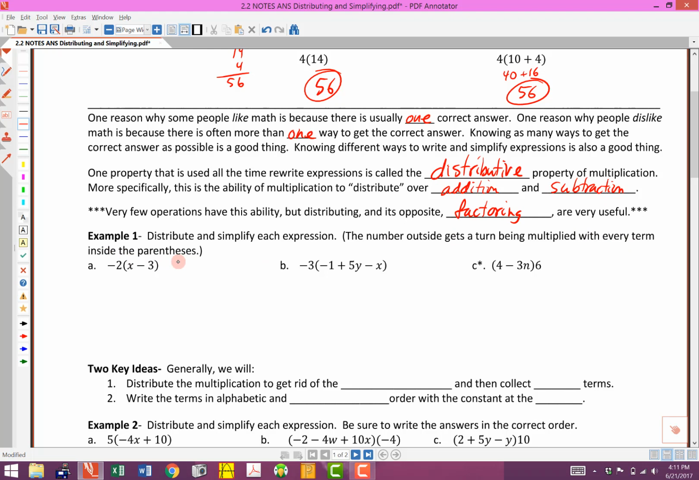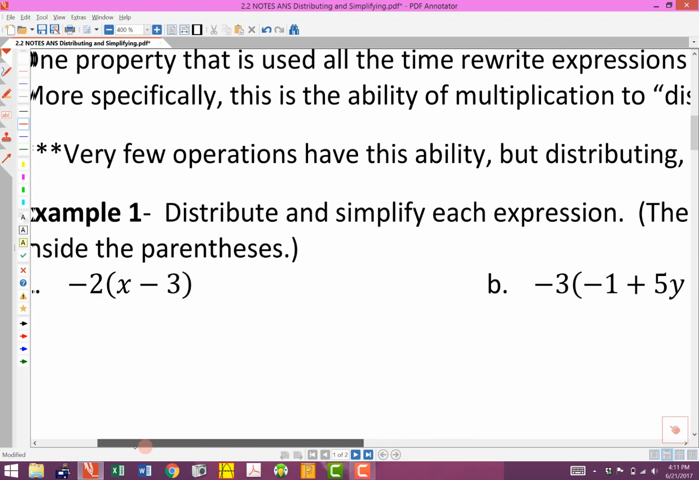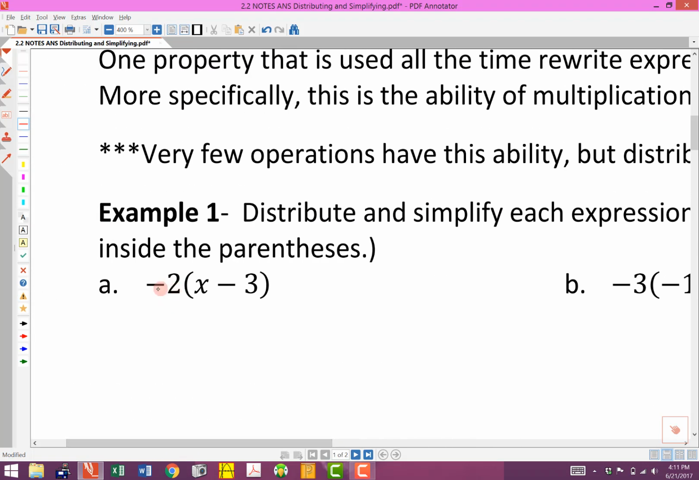So here's how I would recommend doing these problems, at least to get started with. I'm going to zoom in on this just a little bit, and this is what we're going to do. This is negative 2, the integer negative 2, and then there's nothing in between that and the parentheses. So this is a multiplication problem right here, and we need to multiply it by x minus 3.